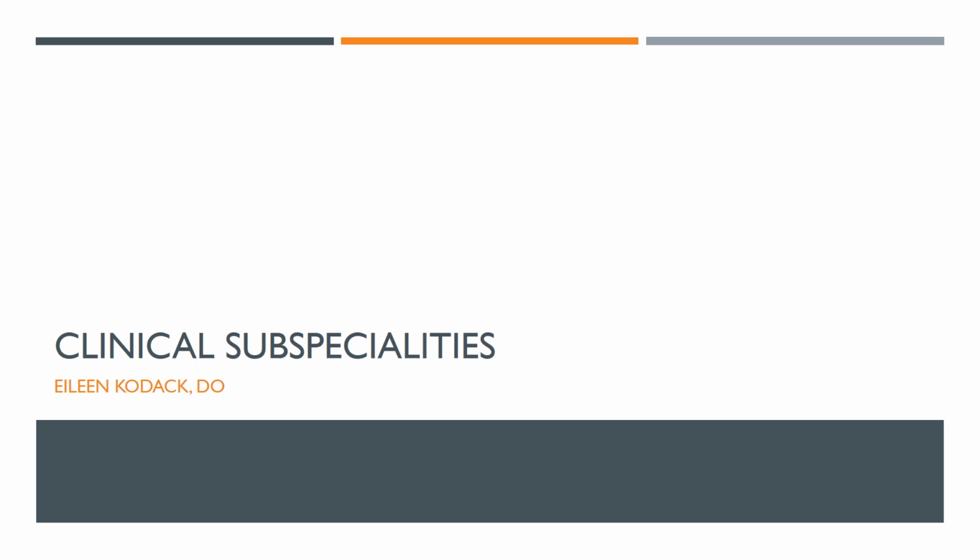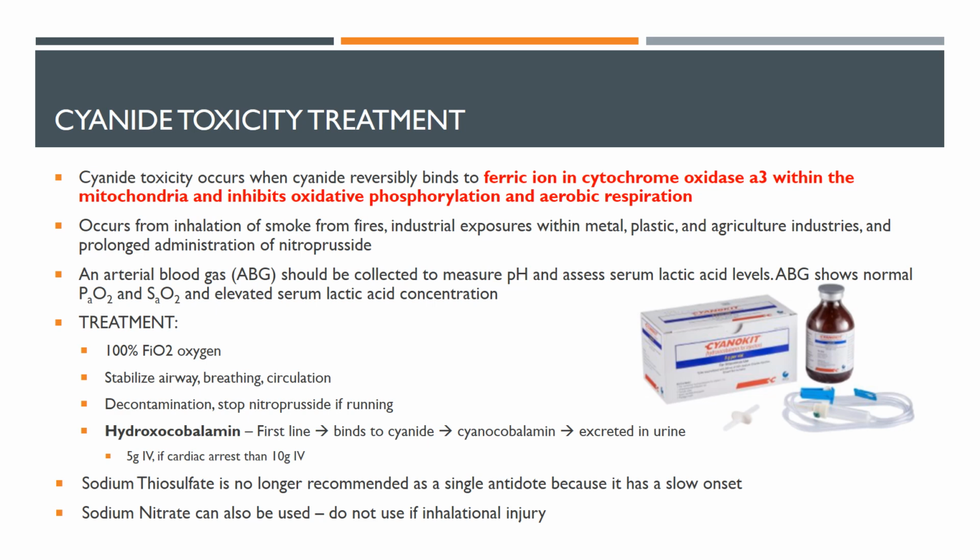Our next part of the presentation is going to deal with clinical subspecialty keywords. Cyanide toxicity treatment. Cyanide toxicity occurs from inhalation of smoke from fires, industrial exposures within metal, plastic, and agricultural industries, and prolonged administration of nitroprusside. So how does one get cyanide toxicity? Cyanide reversibly binds to ferric ion in cytochrome oxidase A3 within the mitochondria and inhibits oxidative phosphorylation and aerobic respiration. This mechanism is extremely important to know and understand for your upcoming exam.